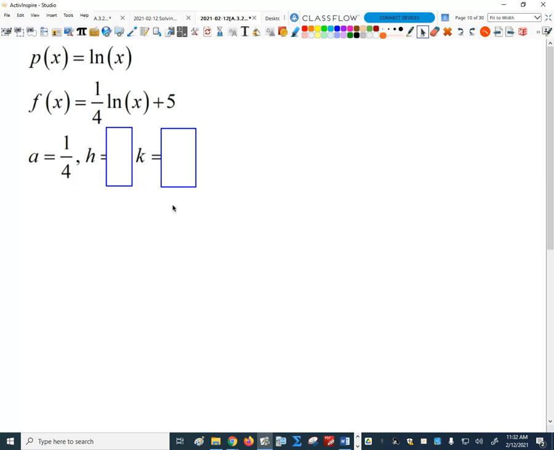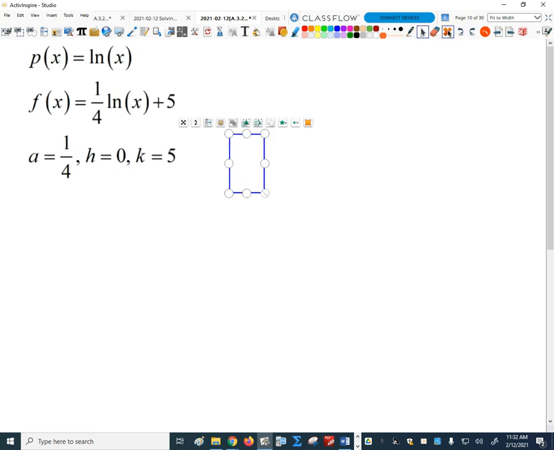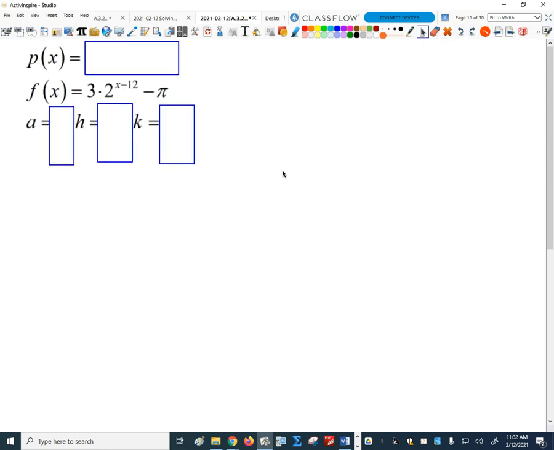Okay, what about, Alara, what's the value of h? It is 0, good job, right? Because there's nothing being subtracted from x, nothing shows up, so it must be 0. And then k, of course, is 5, isn't it? Okay. Then finally, what about this guy?